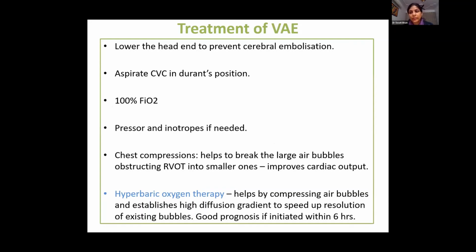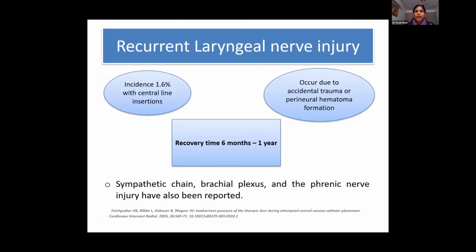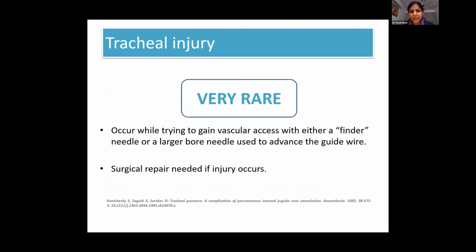Now, in case of suspected air embolism, we should lower the head end to prevent cerebral embolization, aspirate the CVC, place the patient in Durant's position, give 100% FiO2, and give pressors and inotropes if needed. Coming to the recurrent laryngeal nerve, injury is a rare complication, seen in about 1.6% of central line insertions. Tracheal injury is very, very rare. It can occur, and if it occurs, then a surgical repair might be needed.